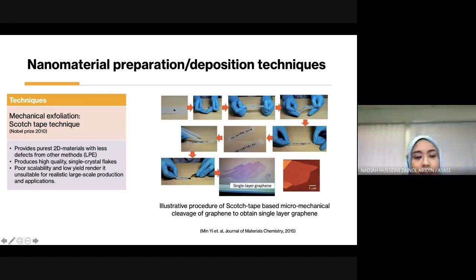However, because it's very labor intensive, it's not a scalable technique. It's either you have to have a wide task force to just do it, right? Very labor intensive, so not suitable for industries. So that's a figure of that guy doing peeling off layer by layer, and in the end he got the single layer graphene. Hurrah! So next one, liquid phase exfoliation.